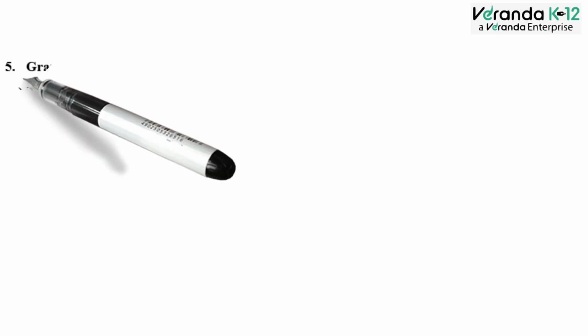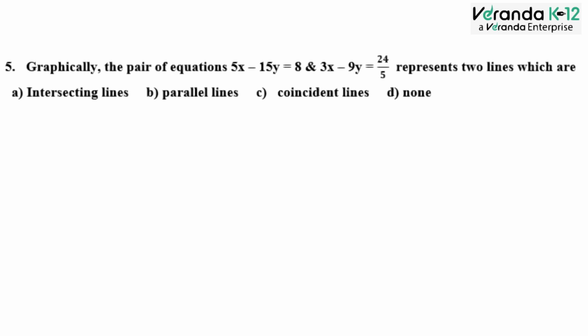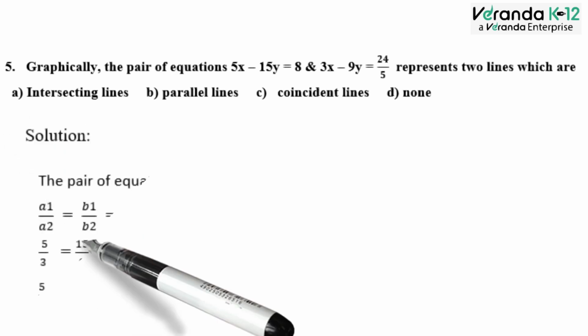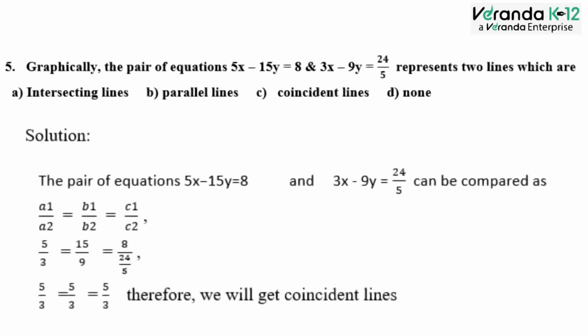The fifth question is, graphically, the pair of equations 5x minus 15y is equal to 8 and 3x minus 9y is equal to 24 by 5 represent two lines which are intersecting lines, parallel lines, coincident lines, or none of the above. Again, we will go with comparing the ratios of coefficients of x, y and constants. When we compare the ratios, we get a1 by a2 as 5 by 3, b1 by b2 as 15 by 9, c1 by c2 as 8 by 24 by 5.